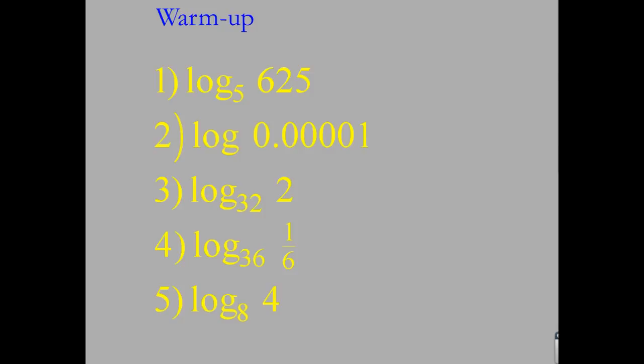All right, so the first one is 5 to the what is equal to 625. Okay, this one is 10 to the what is equal to 0.0001. There should be another 0 in there, I think. 1, 2, 3, 4. Let's see. 1, 2, 3, 4, 5. Did I put one too many in there? No, that's right.